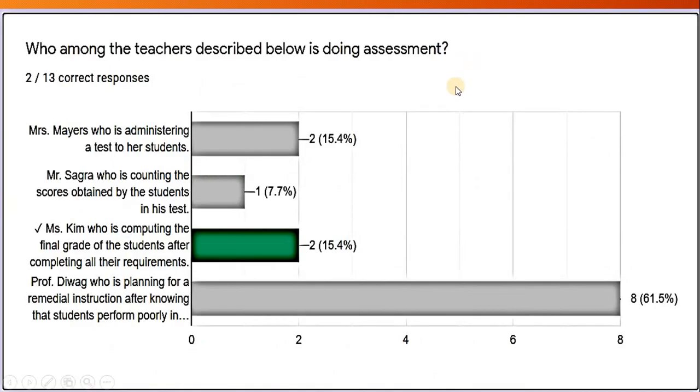Here is the result of your diagnostic test. So we have here a question: who among the teachers described below is doing assessment? 2 out of 13 correct responses. The first option, Mr. or Mrs. Myers, who is administering a test to her students. This is basically the test. The second option, Mr. Sagra, who is counting the scores obtained by the students in his test. This is measurement. The third option, Ms. Kim, who is computing the final grade of the students after completing all the requirements. This is already the assessment. And the last option, Prof. Diwag, who is planning for a remedial instruction after knowing the students perform poorly. It's already a judgment. It's the evaluation. So the correct answer is the third option.